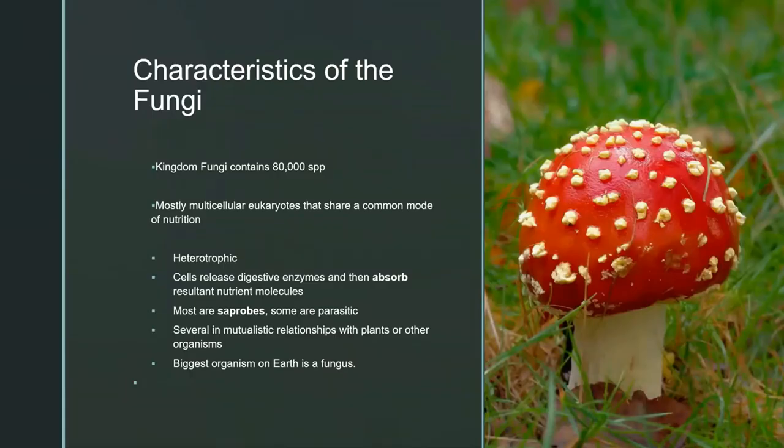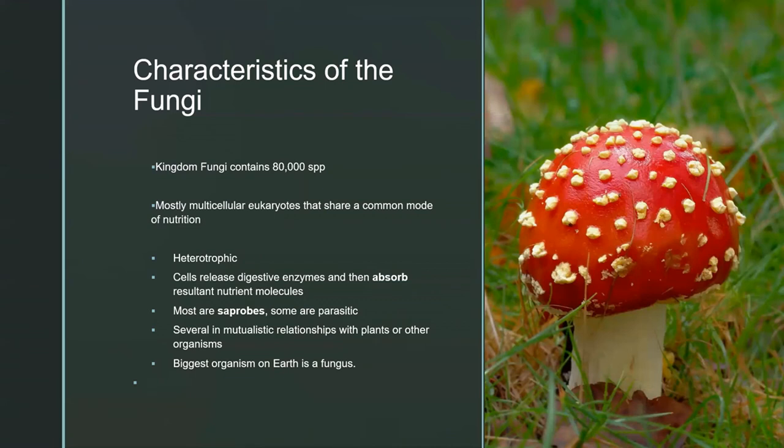So next, we're going to talk about fungi. There are a ton of fungi out there. The kingdom contains about 80,000 species. They're mostly multicellular eukaryotes that share a common mode of nutrition. They're heterotrophic. The cells release digestive enzymes and then absorb resultant nutrient molecules. Most are saprophytes. That means they grow on dead things. Some are parasitic. Some exist in mutualistic relationships with plants or other organisms.